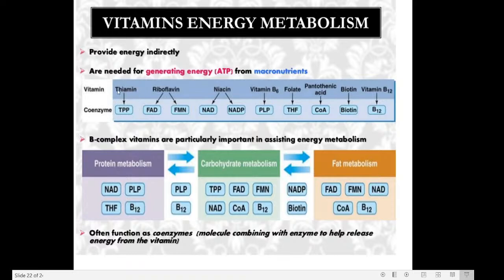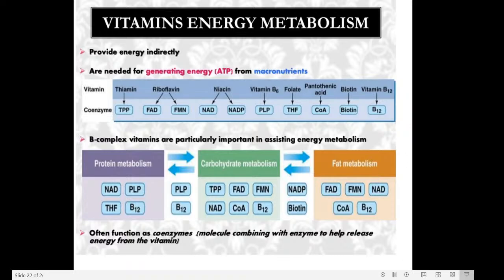If there is thiamine, that is vitamin B1, it is activated by the coenzyme TPP. That coenzyme TPP activates this vitamin, producing energy. Then vitamin B2, riboflavin, produces the coenzymes FAD and FMN. Then niacin, with NAD and NADP as the cofactors.